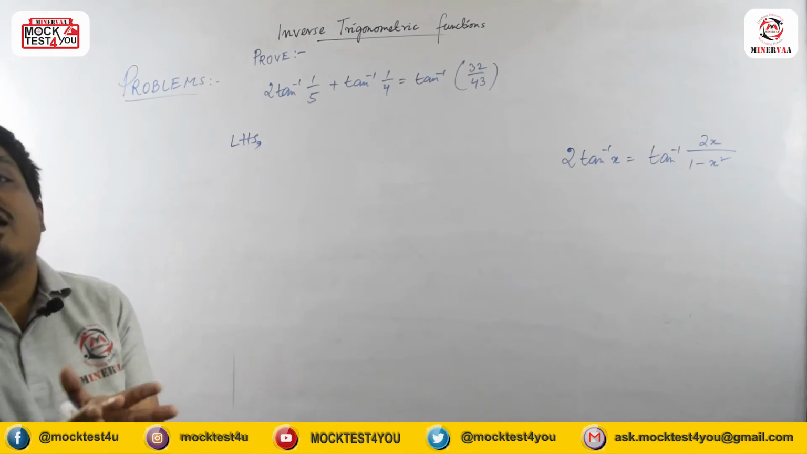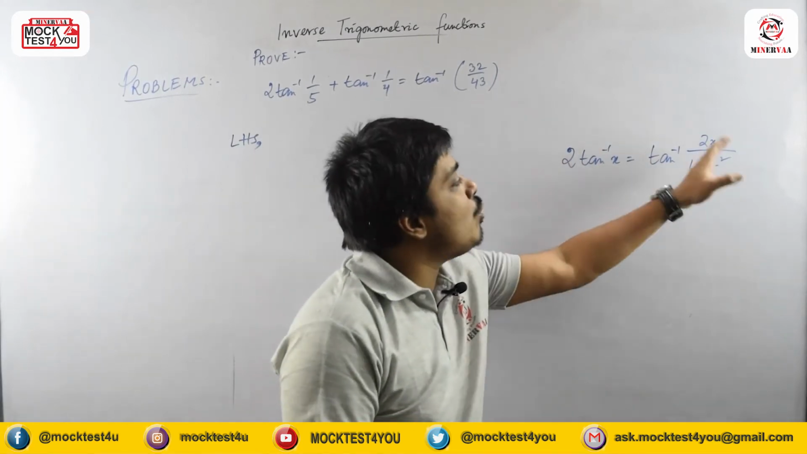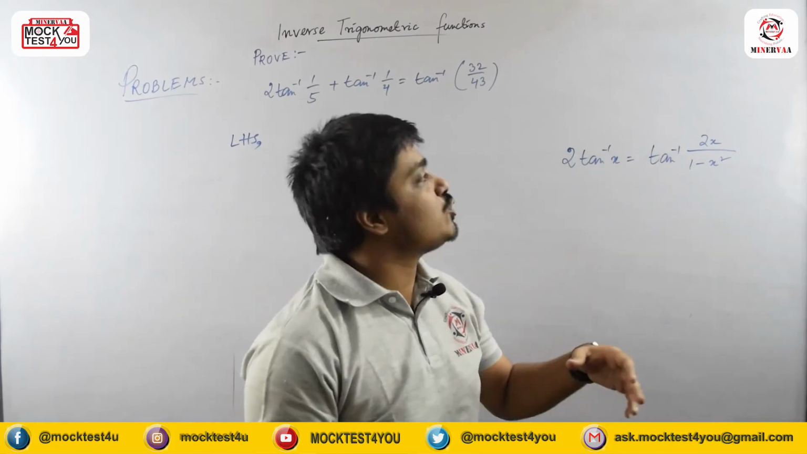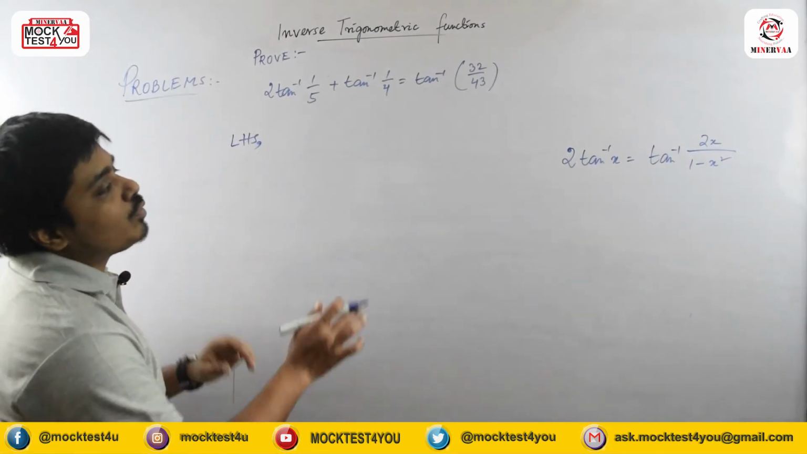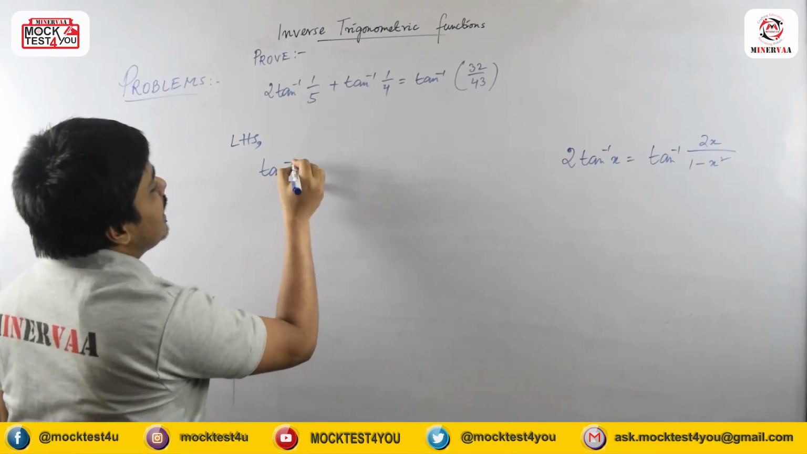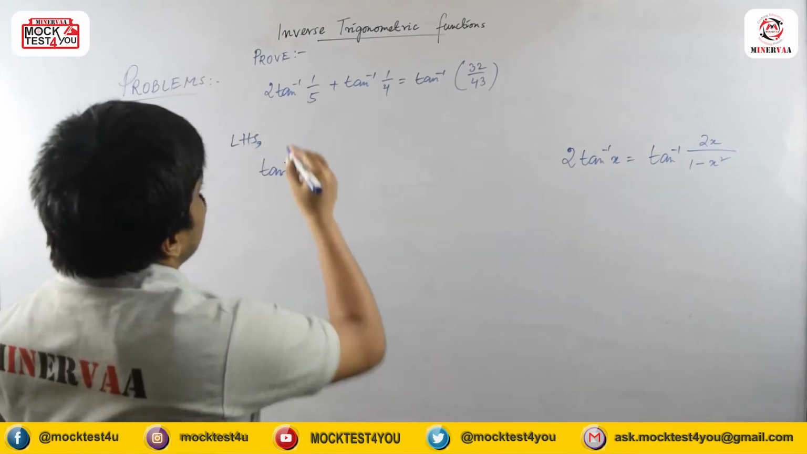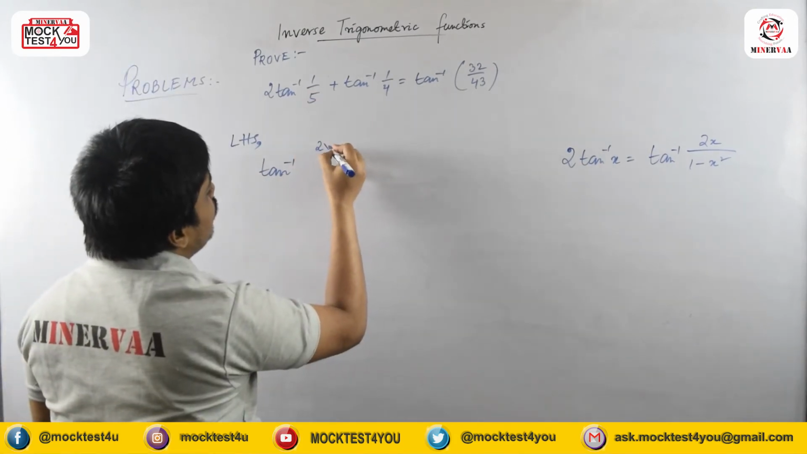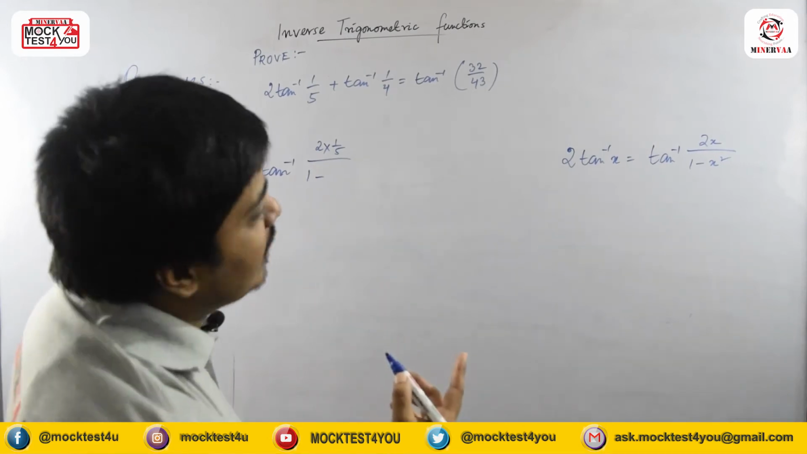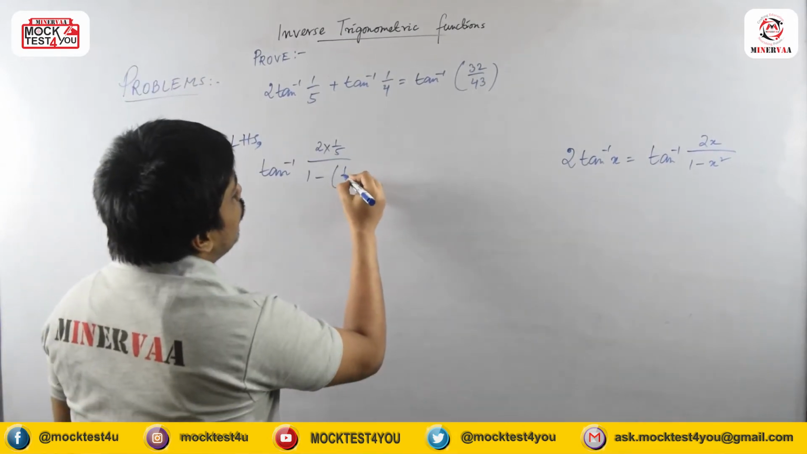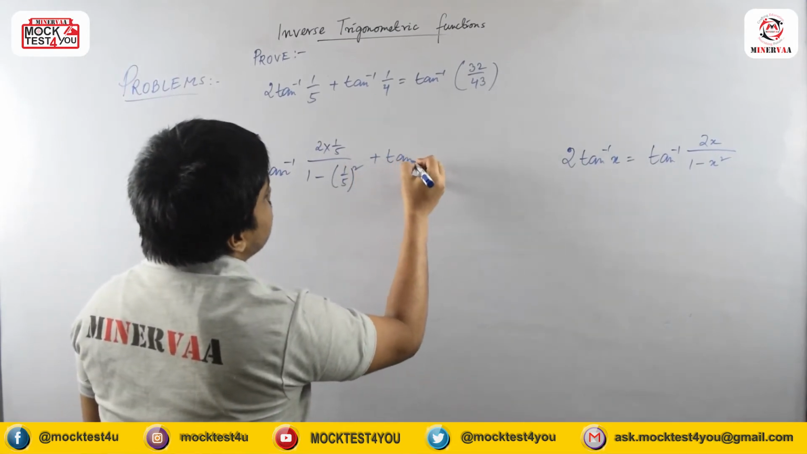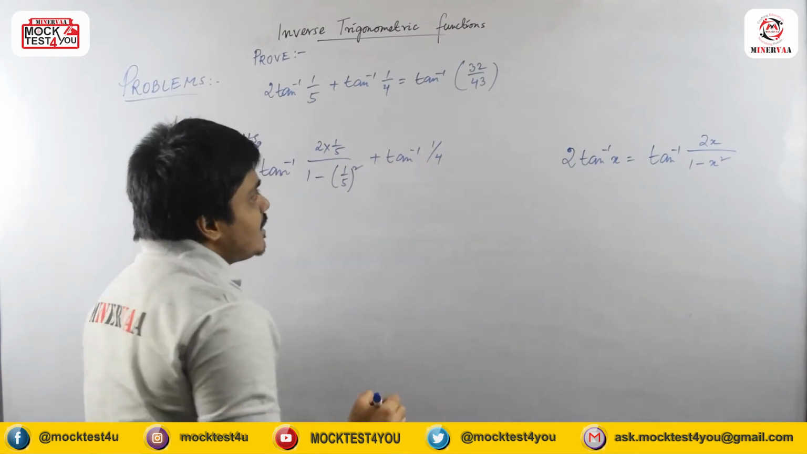Don't muddle up the formulas. You have to remember which formula we have to apply where. So for 2 tan inverse x, the formula was this one. Even I was doing that thing. So I will apply in here tan inverse of 2x, where x is 1 by 5. So 2 into 1 by 5 divided by 1 minus x square, so 1 minus 1 by 5 whole square. And let's leave this one like this, plus tan inverse 1 by 4. Let us solve.